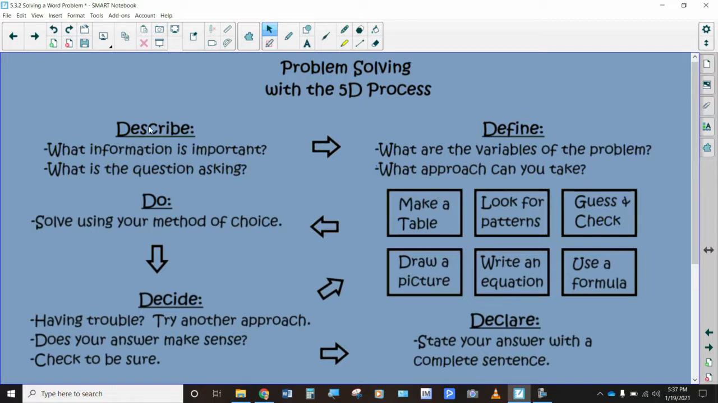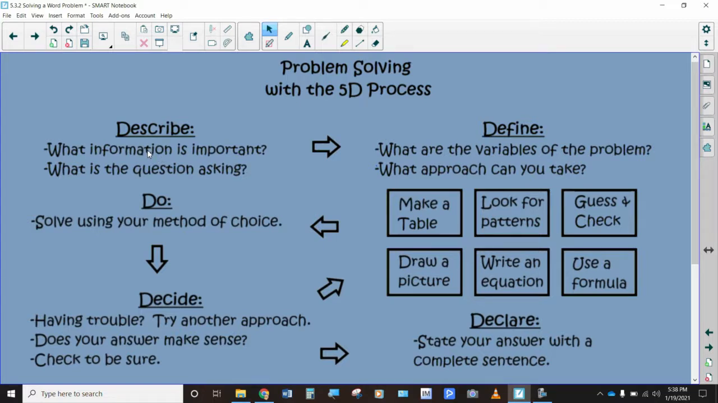Okay, so it starts off with describe. This is the first D. In other words, when you're reading through a problem, could you describe what the problem is about to someone else? For instance, could you tell them what the important information is? And what is the question that's being asked in this problem? So you'll want to record all the important information about the problem.